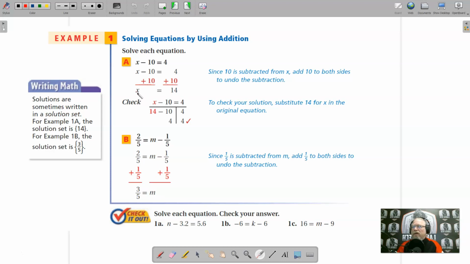Up here in the first one, x ended up all by itself on the left, and on the second example, x ends up by itself on the right side. Let's go ahead and do one of these questions at the bottom.